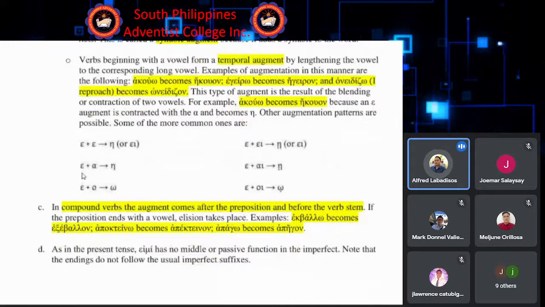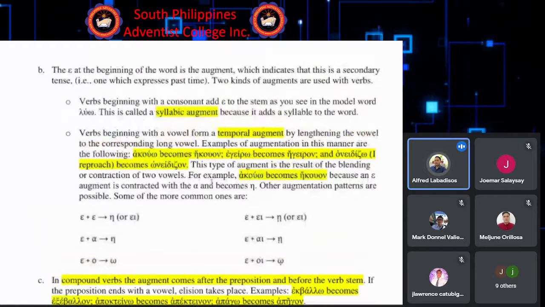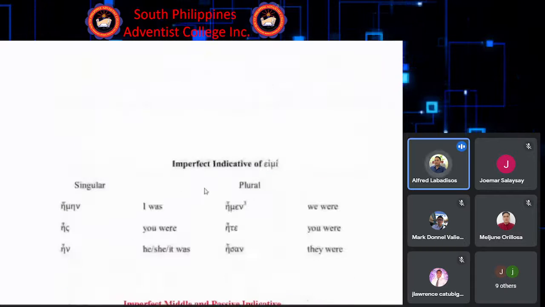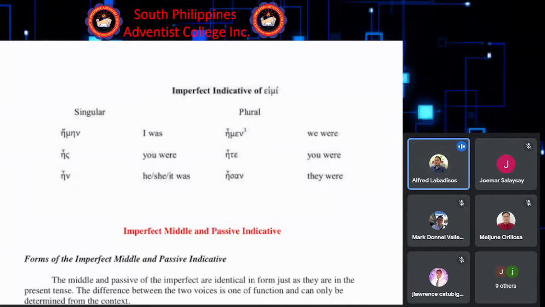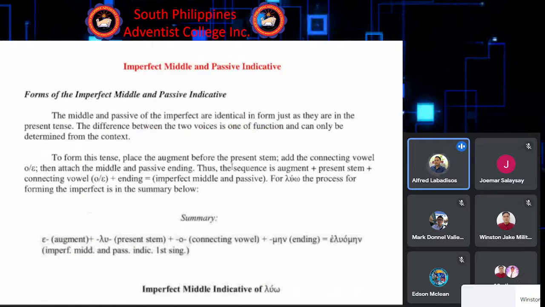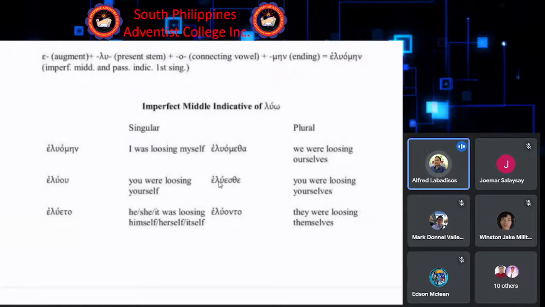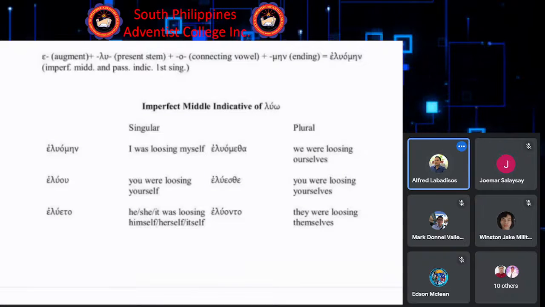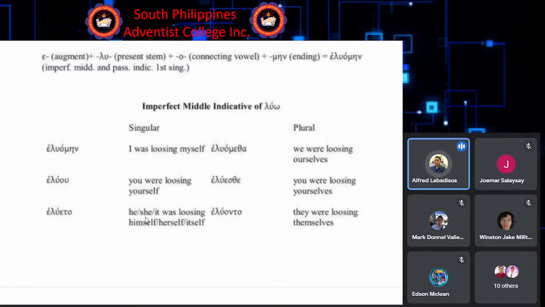Okay, so how will you know that this verb is an imperfect? Because of the augment. So when you see an augment, it's either imperfect or aorist tense. Okay, and we also discussed the middle and passive indicative forms of imperfect. We have again the middle and the passive voices. They have the same endings, but the difference is only the translation.